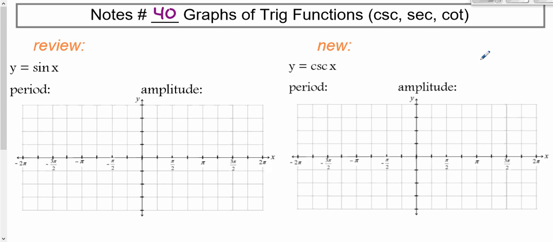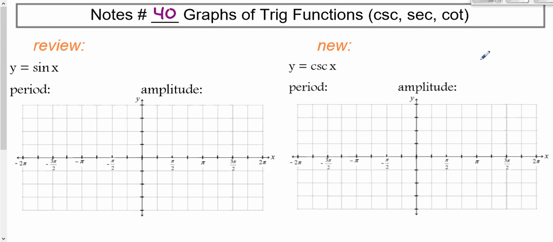We have notes number 40 and we're looking at the graphs of the three additional trig functions, cosecant, secant, and cotangent. So what we'll do is review the three graphs we learned last time and then add on the new ones. So let's review how we graph y equals sine x.